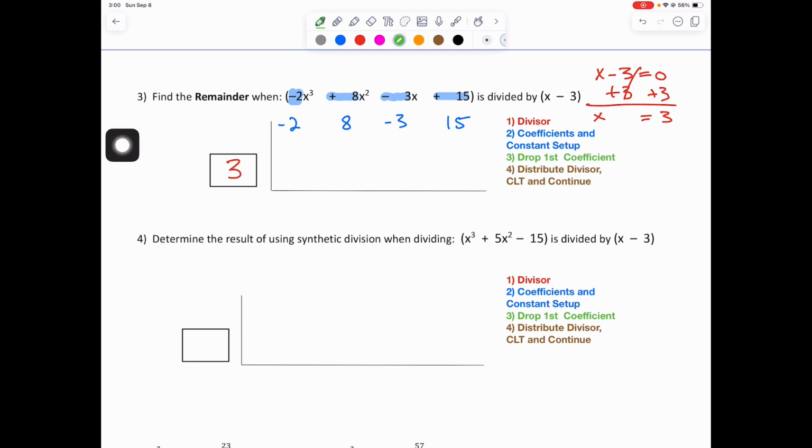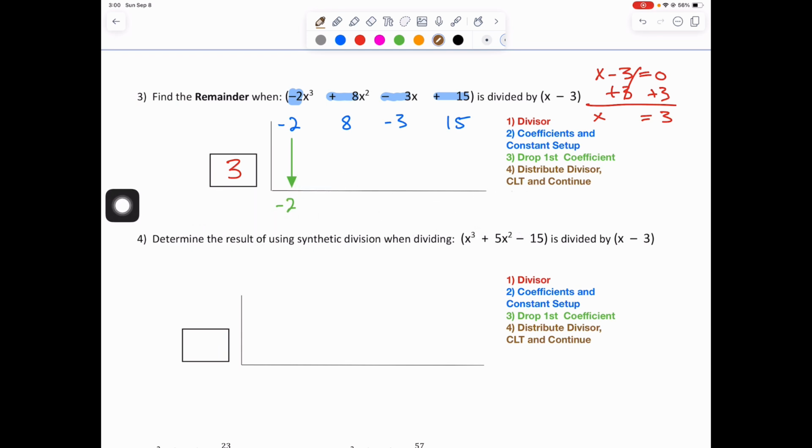All right, so I'm going to do that in green. I'm going to take our first coefficient, which was this negative 2 here, and I'm going to drop it straight down. I actually like how Notability gives you like the arrow, auto. Love it, negative 2. All right, from here, what we're going to do is we're going to distribute our divisor, which is 3. We're going to combine like terms and continue.